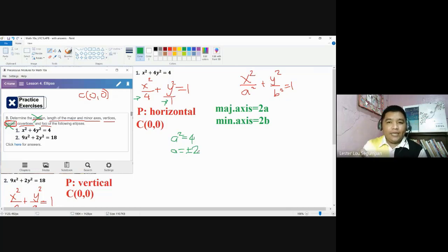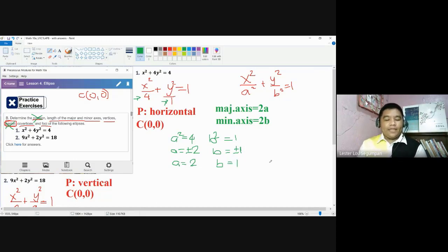However, a and b are lengths, parts of the length. This would mean that we are only going to accept the positive value for a, which is 2. Similarly, for b squared, earlier there was no 1 here, but it automatically means that the denominator is 1. So b squared is 1. So b is equal to plus minus 1, and we take the positive value for b, which is equal to 1.